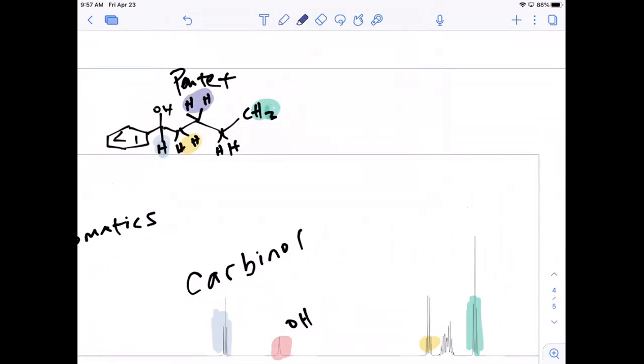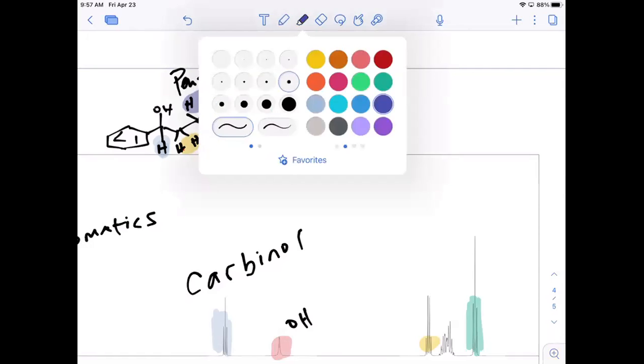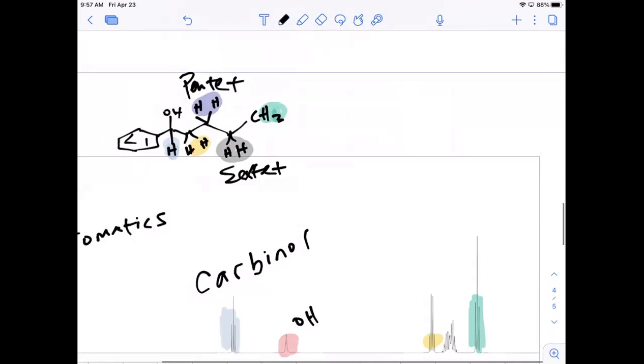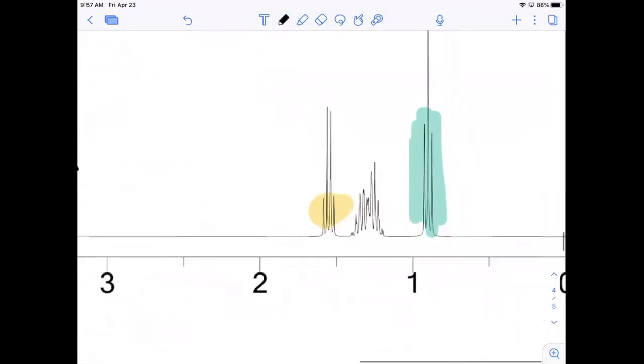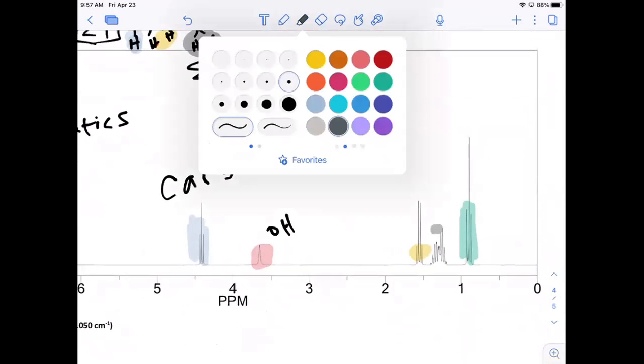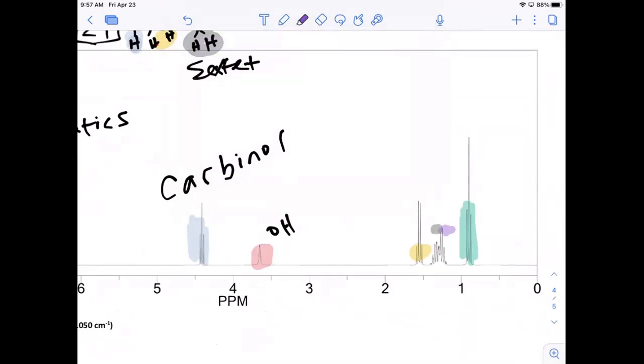And then here, what about here? A sextet. Mm-hmm. So those two protons are going to be in here somewhere. They just overlap, and this is actually a simulated spectrum. But both of those protons are going to be in here. What color did I use for that pentet? Purple. So both of them will be in here.